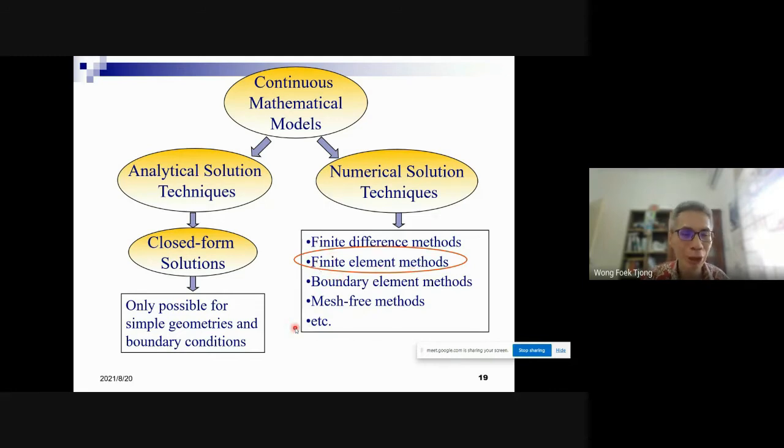Okay, can you give me a definition? What is the finite element method? Anyone, please? Can you tell me what the finite element method is?